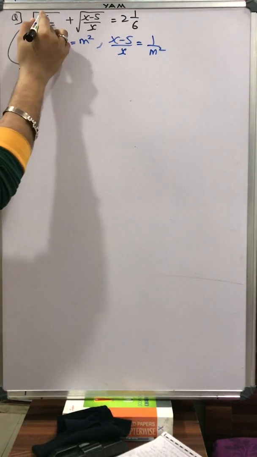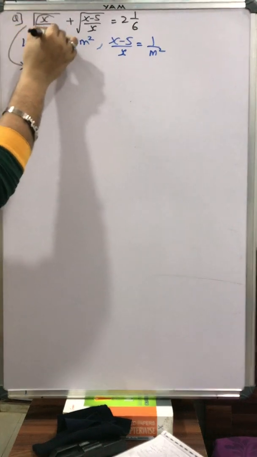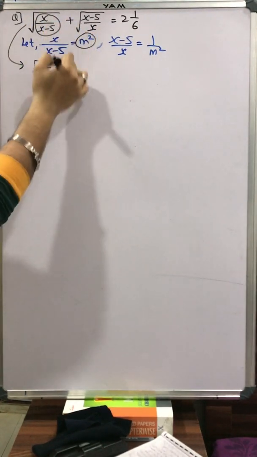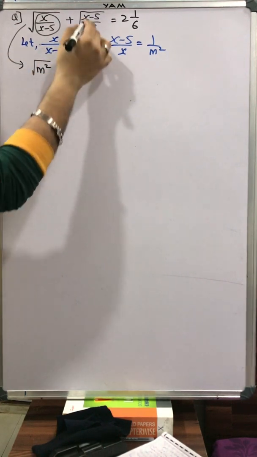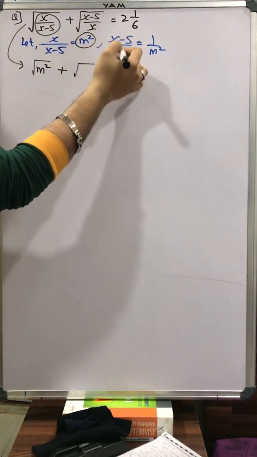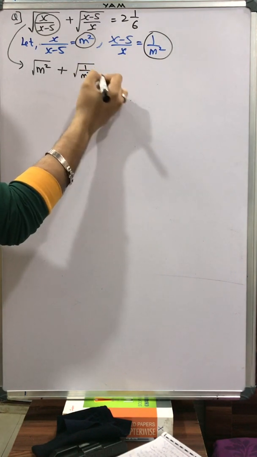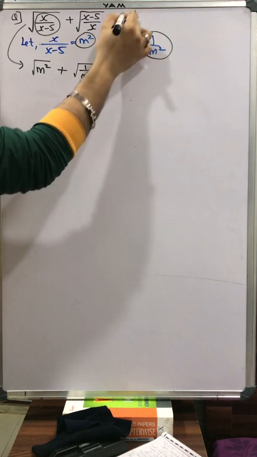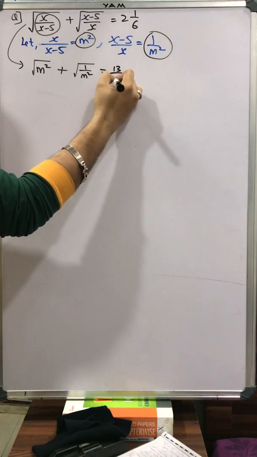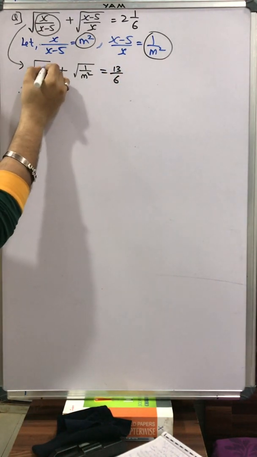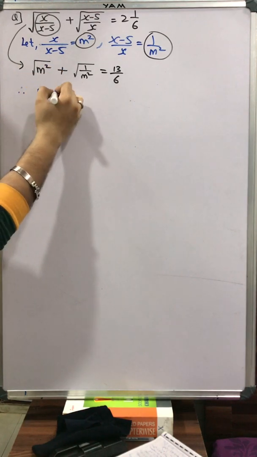So root of x upon x minus 5. X upon x minus 5 की value is m square. So root of m square. This plus का as it is plus. Okay, once again square root x minus 5 upon x. X minus 5 upon x का value is 1 upon m square. So I'll write here 1 upon m square is equal to 6 2s are 12 plus 1, 13 upon 6. Okay. Therefore, square and root goes off, so only m will be remaining.